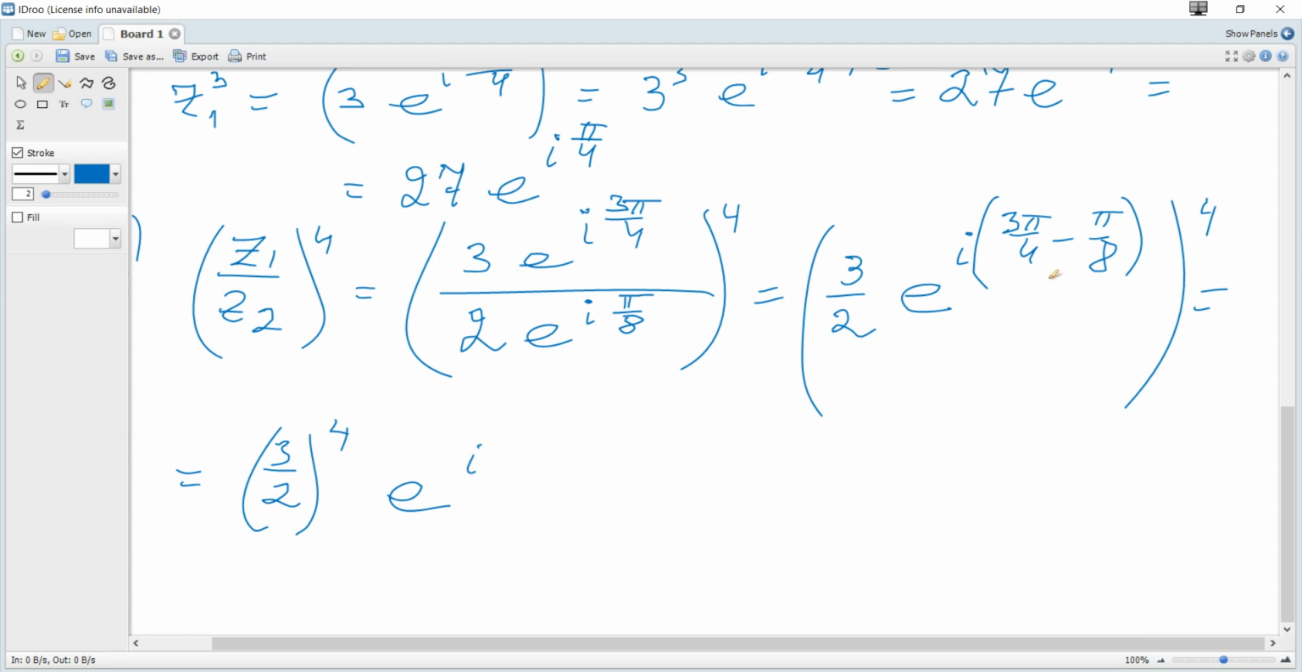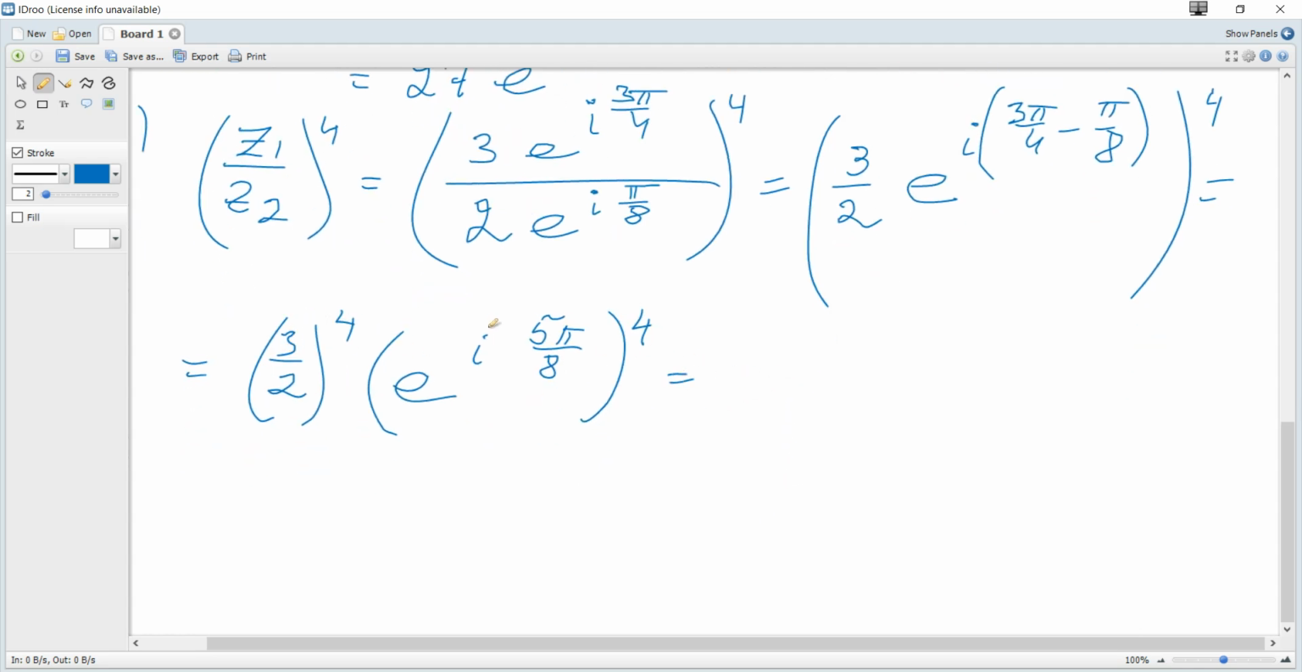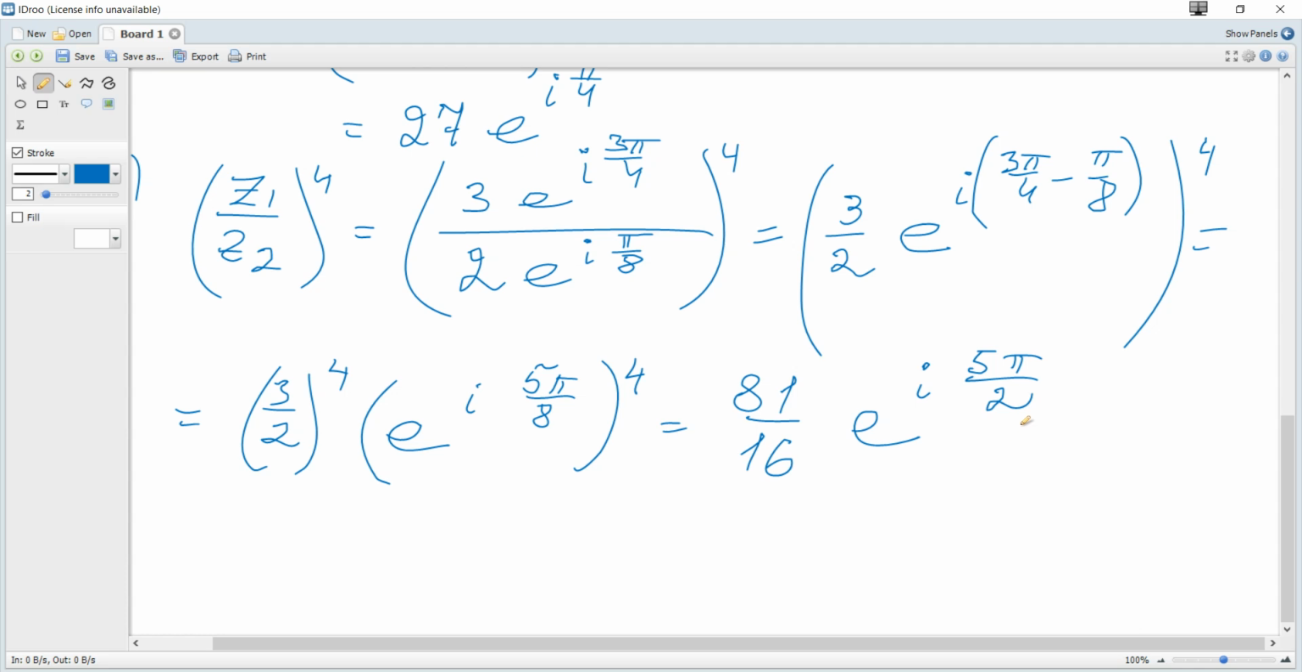what? Common denominator is 8, so it's 6 pi over 8 minus pi, it's 5 pi over 8 and also to the power of 4, and it's 81 over 16 and e to the power of i 5 pi over 8 multiplied by 4, and you can see 5 pi over 2, and you can see it's 2.5 pi or 2 pi plus pi over 2, and again we can add or subtract any number of 2 pi.